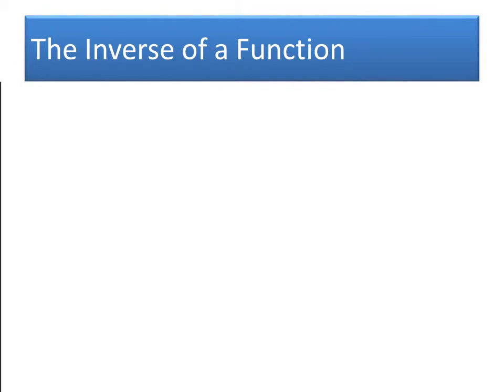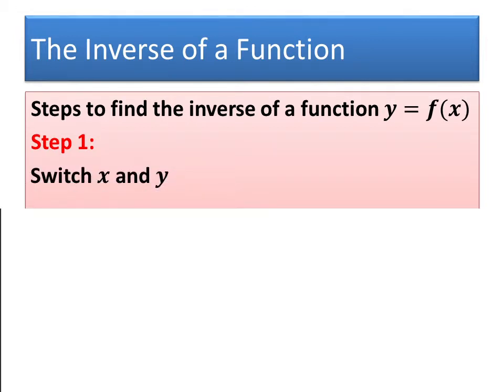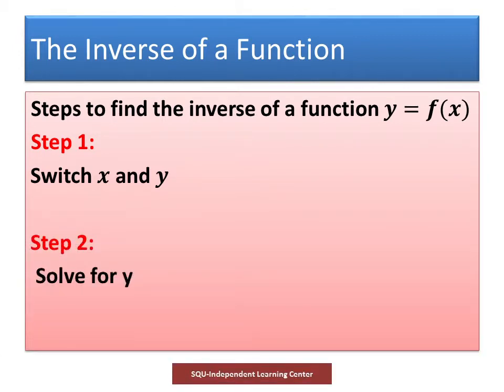Now we move from one-to-one functions to the inverse of a function. Suppose we have a one-to-one function and we ask you to find its inverse. You follow two steps. The first step, you switch the x and y. So here we have y equals f of x. Switching the x to be y and the y to be x gives you x is equal to f of y. The second step, solve for y.